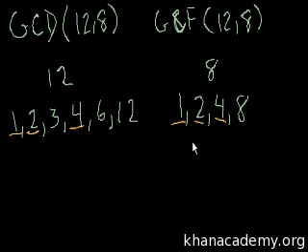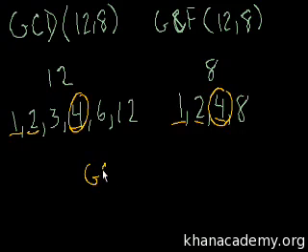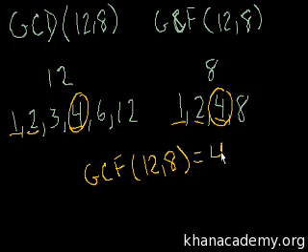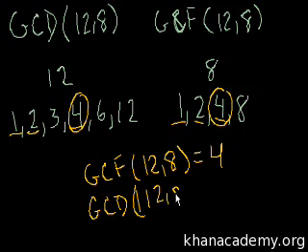So we're not just interested in finding a common factor. We're interested in finding the greatest common factor. So all the common factors are 1, 2, and 4. And what's the greatest of them? Well, that's pretty easy. It's 4. So the greatest common factor of 12 and 8 is 4. Let me write that down just for emphasis. Greatest common factor of 12 and 8 equals 4. And of course, we could have just as easily said the greatest common divisor of 12 and 8 equals 4.